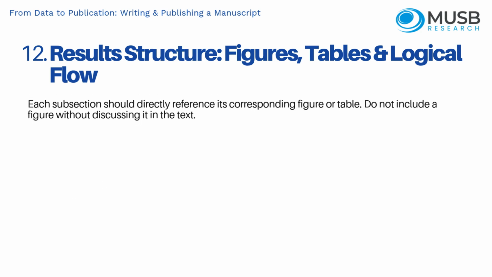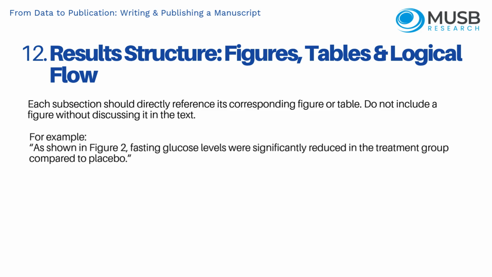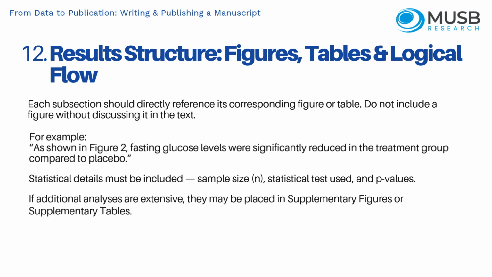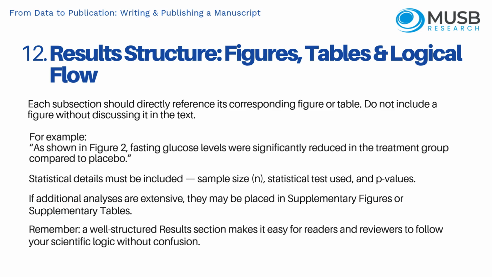Each subsection should directly reference its corresponding figure or table. Do not include a figure without discussing it in the text. For example, as shown in Figure 2, fasting glucose levels were significantly reduced in the treatment group compared to placebo. Statistical details must be included: sample size, n, statistical test used, and p-values. If additional analyses are extensive, they may be placed in supplementary figures or supplementary tables. Remember, a well-structured results section makes it easy for readers and reviewers to follow your scientific logic without confusion.